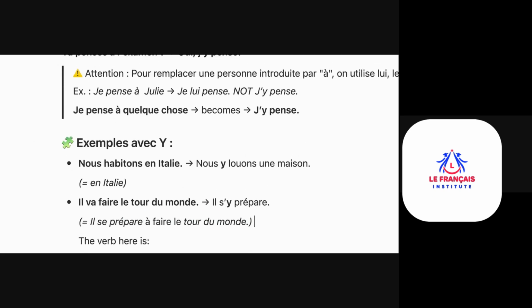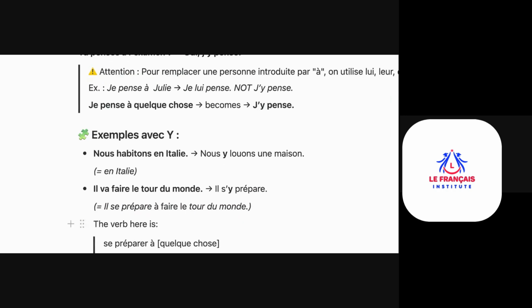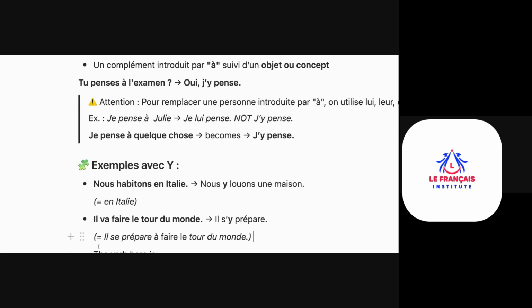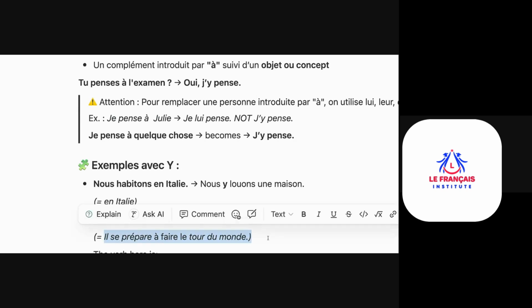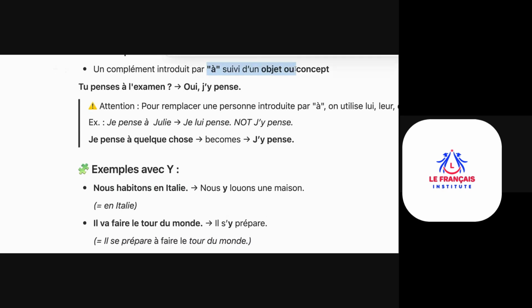Now, do we see here a complement introduced by à? In this sentence, yes: Il va faire le tour du monde. In the second sentence, do we see any complement introduced by à? Yes. Se prépare à faire le tour du monde. À faire le tour du monde. So he is preparing himself to do the world tour.